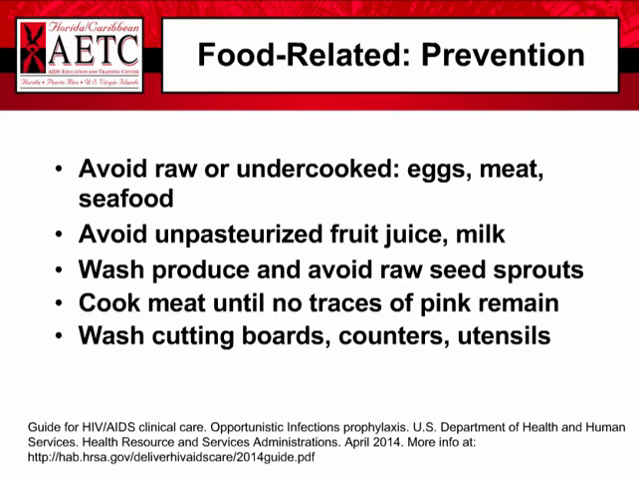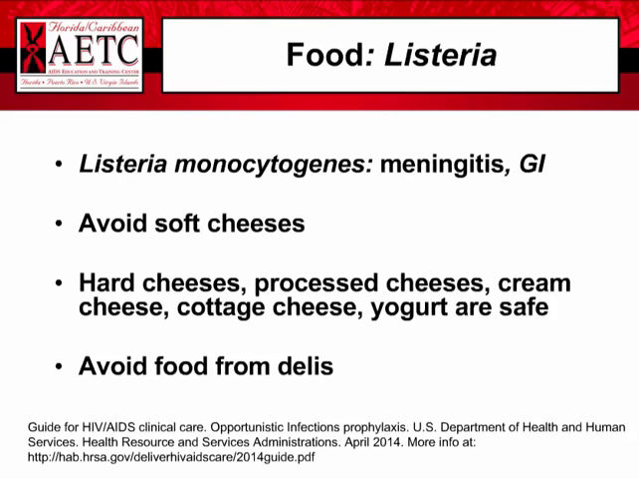They should definitely wash their produce and avoid eating anything like raw seed sprouts. And they should cook their meat, whether it's steak or anything, until there's no traces of pink that really remain. Again, they should make sure that they're washing their cutting boards, their counters, and their utensils, and that's to avoid cross-contamination of their foods. Listeria is a bacteria that we talk about frequently.